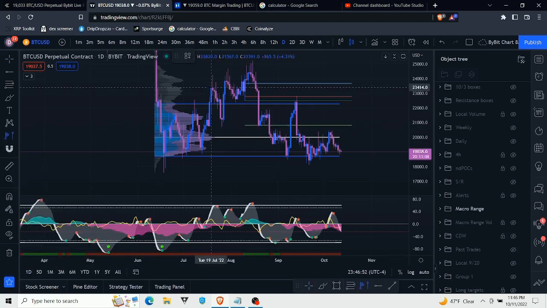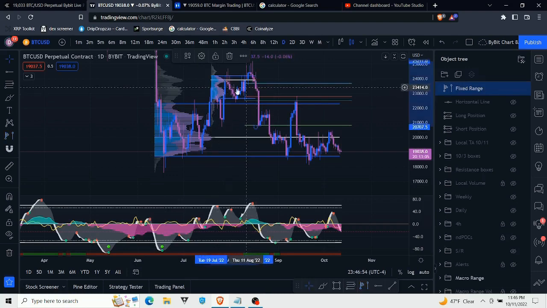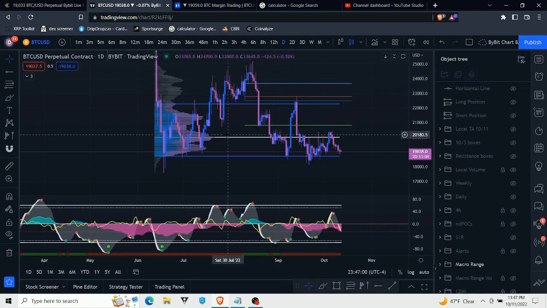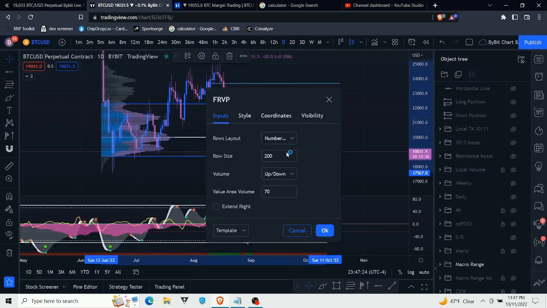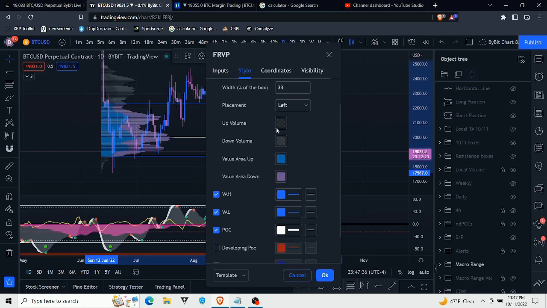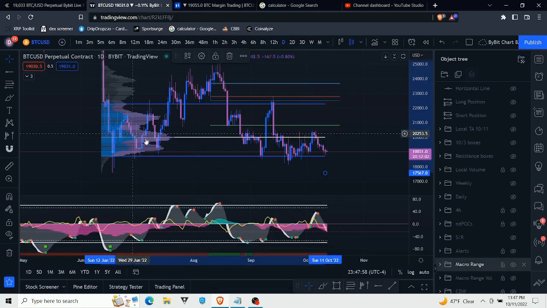And what this does is you just click on whatever range you want to check the volume of, and it will give you a volume profile of that range with a point of control, a value area high and low, and it will also show you the volume inside the range. Now you can change the settings of these to make them look different. These are the settings that I use: 200 row size and 70 value area volume. And I grayed out the up-down volume on the outside, and I made positive volume blue, negative volume purple, and the point of control is white. So those are the settings that I use.